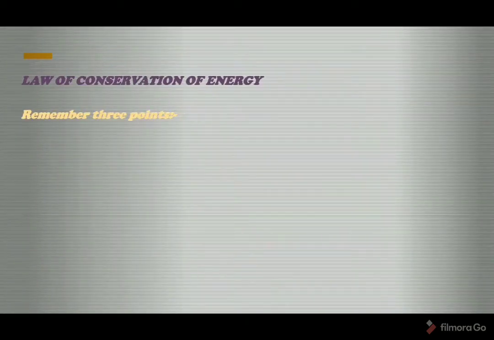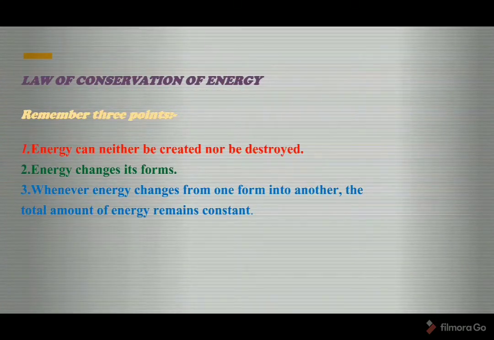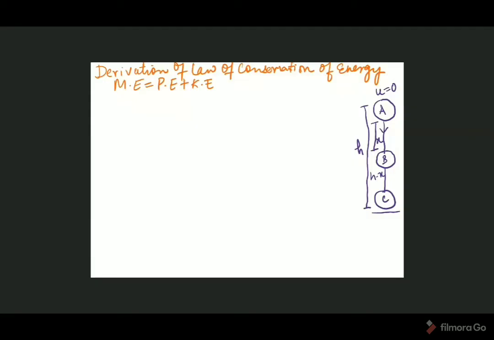So students, I hope you understood from this that energy can neither be created nor be destroyed. Energy changes its forms, and whenever energy changes from one form to another, the total amount of energy remains constant. These 3 points you have to remember in context to the law of conservation of energy. Now we are starting with the derivation of the law of conservation of energy.